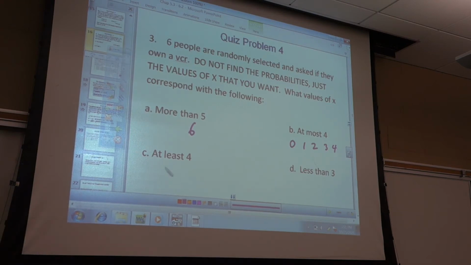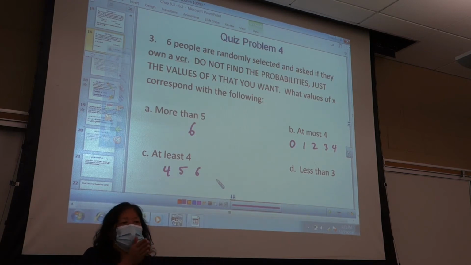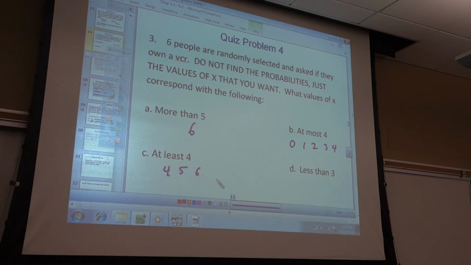So 4, 5, 6. Less than 3. Okay, is 0 less than 3? Yes, so the lower half is what I want. Is 10 less than 3? No, so definitely the lower half. Okay, how about 3? Is 3 less than 3? No, so not 3. So it's going to be 0, 1, and 2. All right, good.